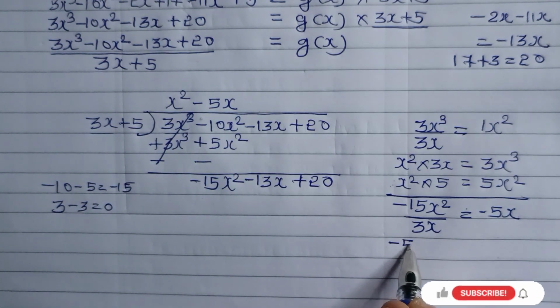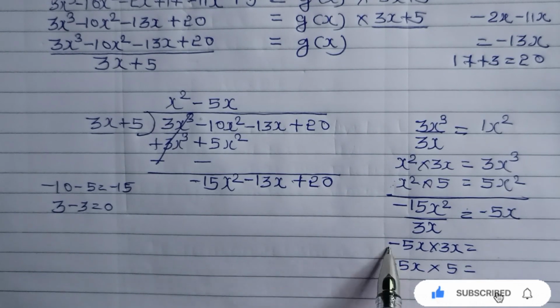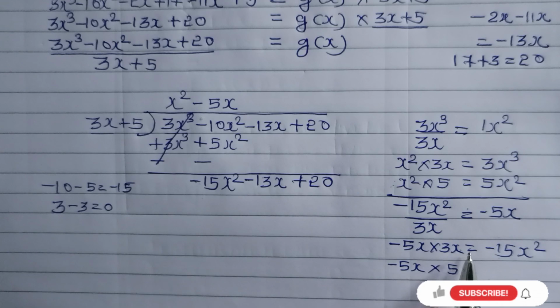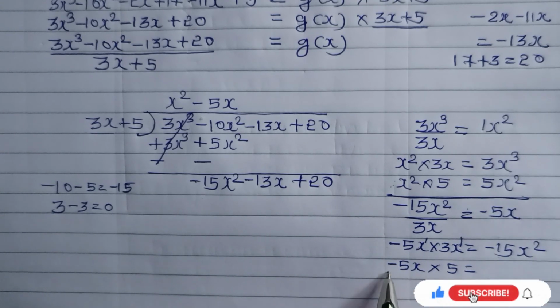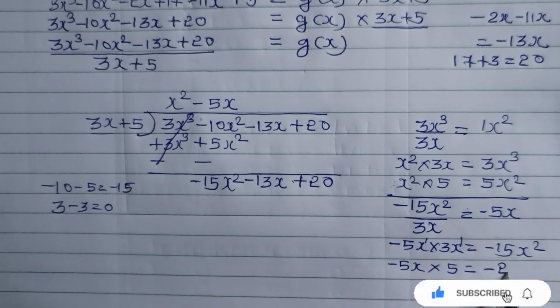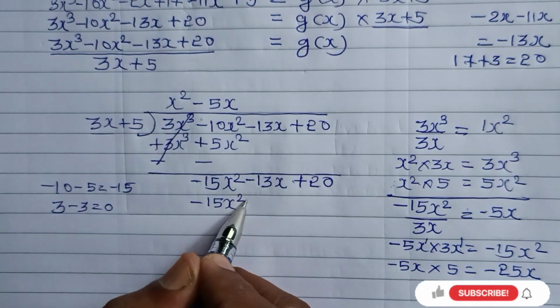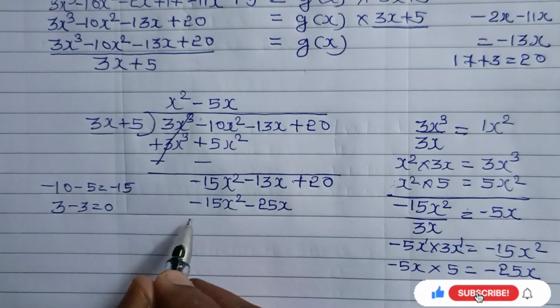Then multiply this minus 5x by 3x, and minus 5x by 5. Minus 5 into 3 is minus 15. x into x is x square. When you are multiplying the terms, that time you have to add the degrees. This is degree 1 and this is 1, so that's why degree 2. Then minus 5 into 5 is minus 25, and this is x. This minus 15x square you write here because these are like terms, and this is minus 25x.